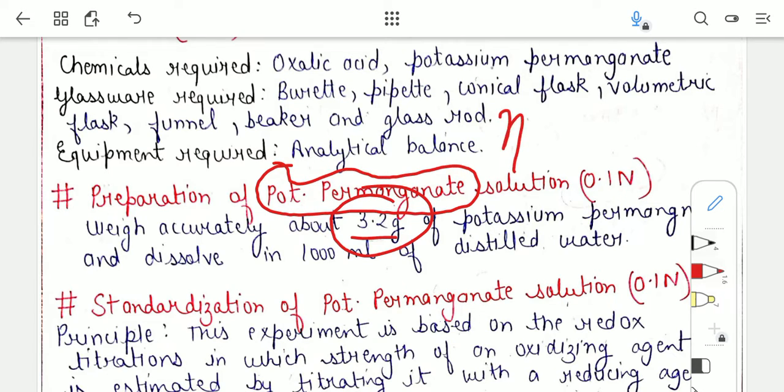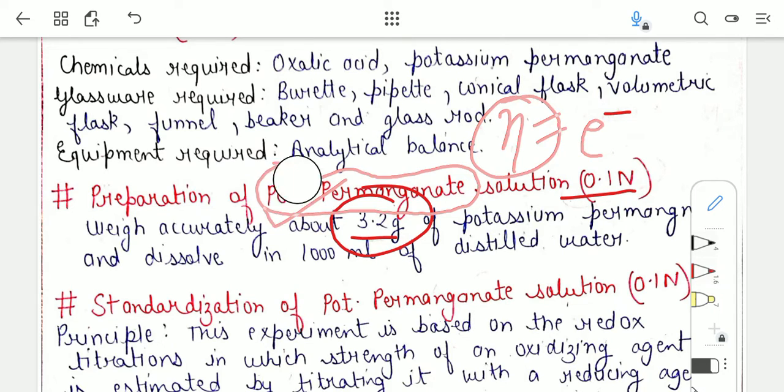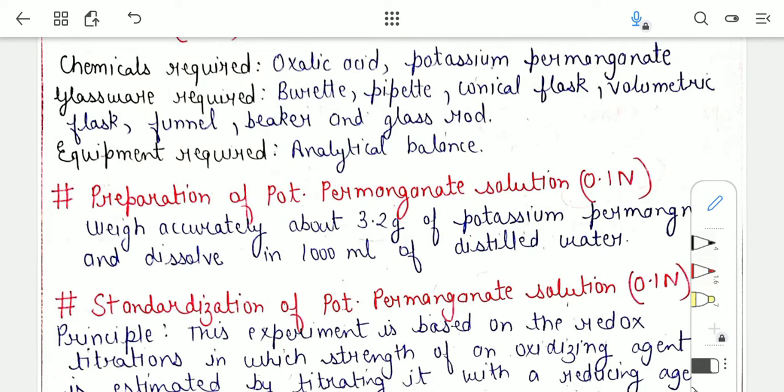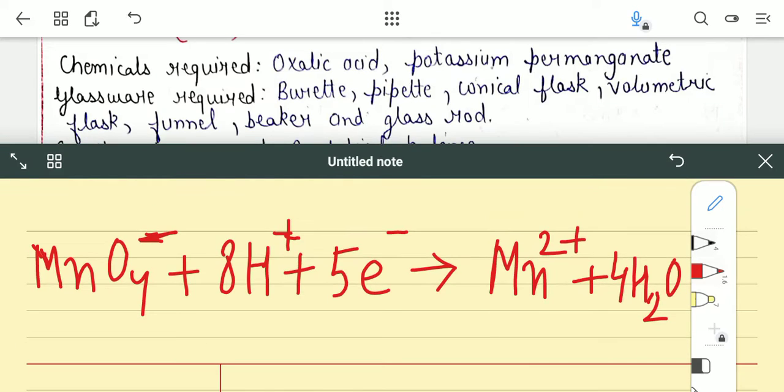N factor is either the number of H positive or OH negative ions, or in terms of redox reactions, it is the number of electrons which are being gained or lost in the reaction. Okay, so we will see a redox reaction of potassium permanganate, and then we can calculate the n factor for it, and after that we will calculate its equivalent weight, and then finally we will know how to prepare its normal solution. Okay, so I have already written the equation for it, which is important over here.